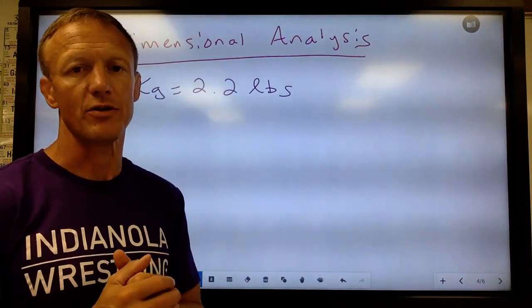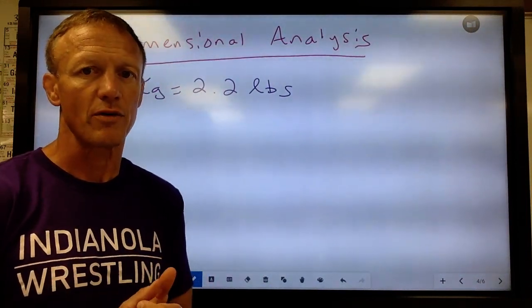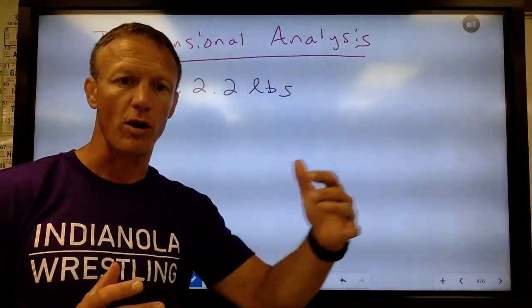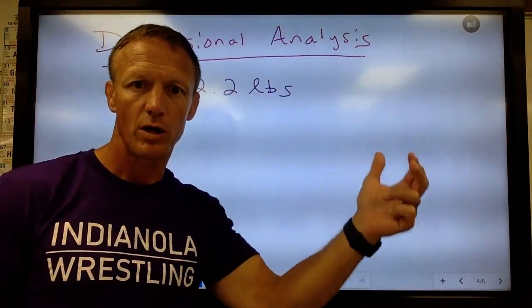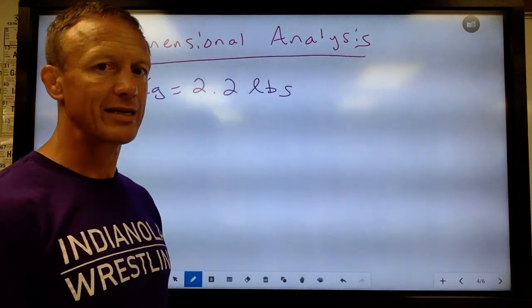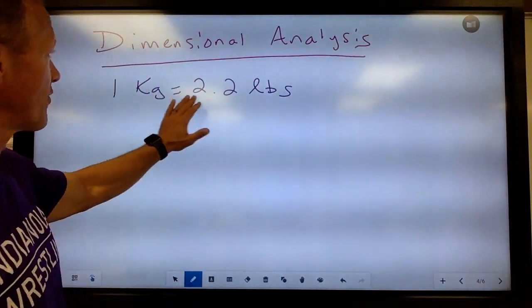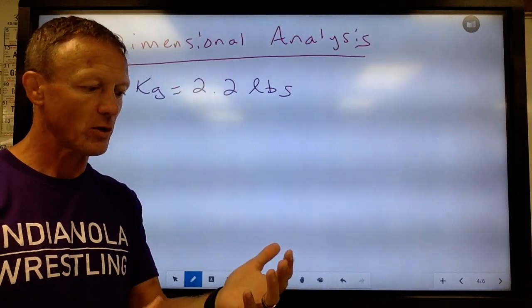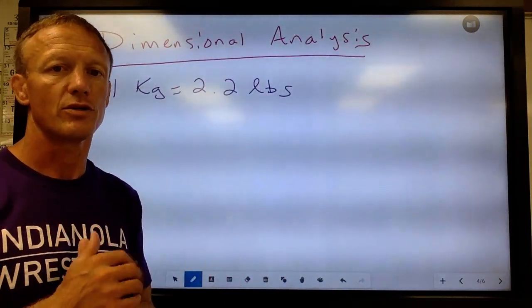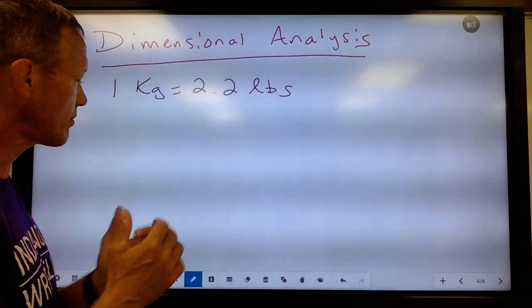There's some problems you would not need to use this for. They'd be very easy. You could probably do without this. But we get to harder problems that are 4, 5, 6 steps long. Your labels will help you to tell what to put in to get answers. So here's a conversion. 1 kilogram equals 2.2 pounds. Okay, or like 1 foot equals 12 inches. Okay, so there's a lot of conversions out there.